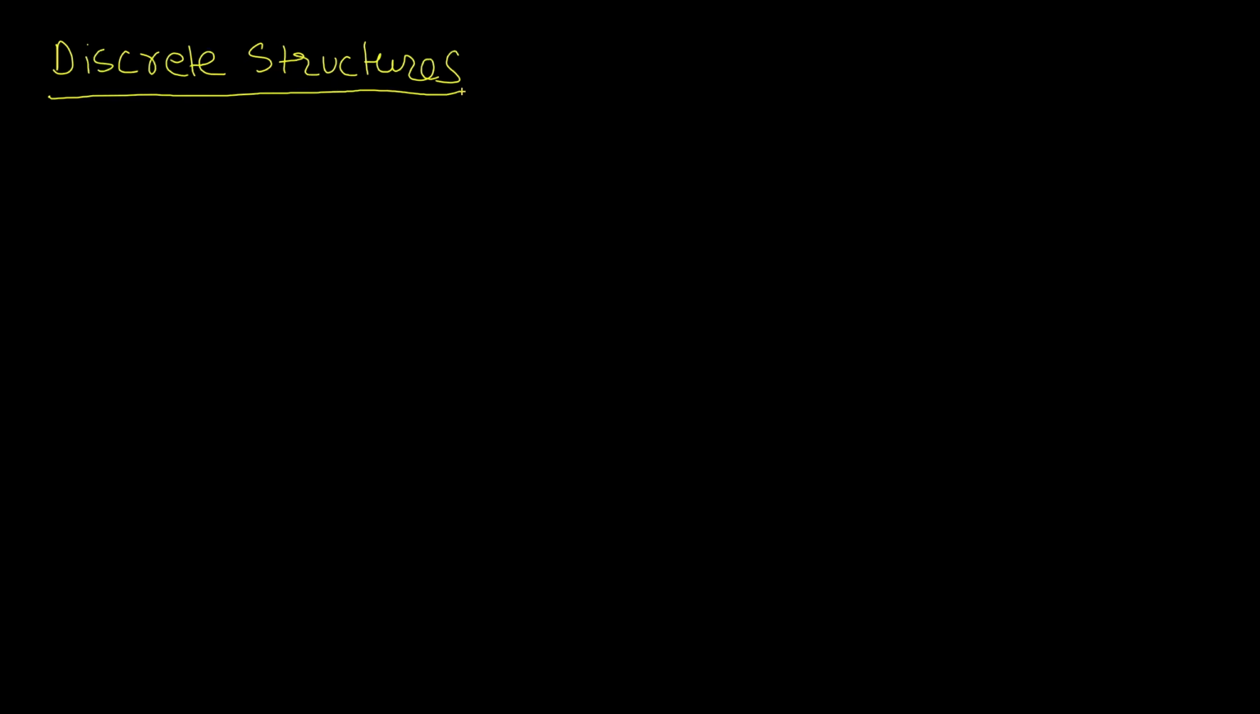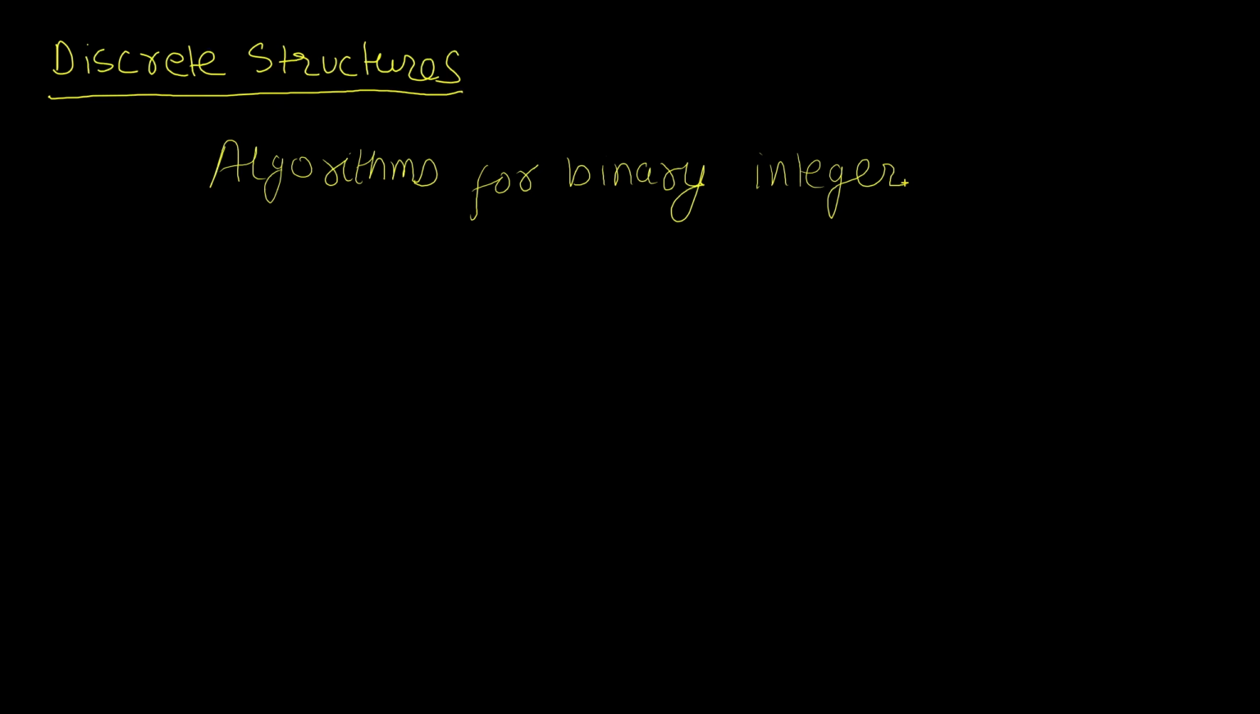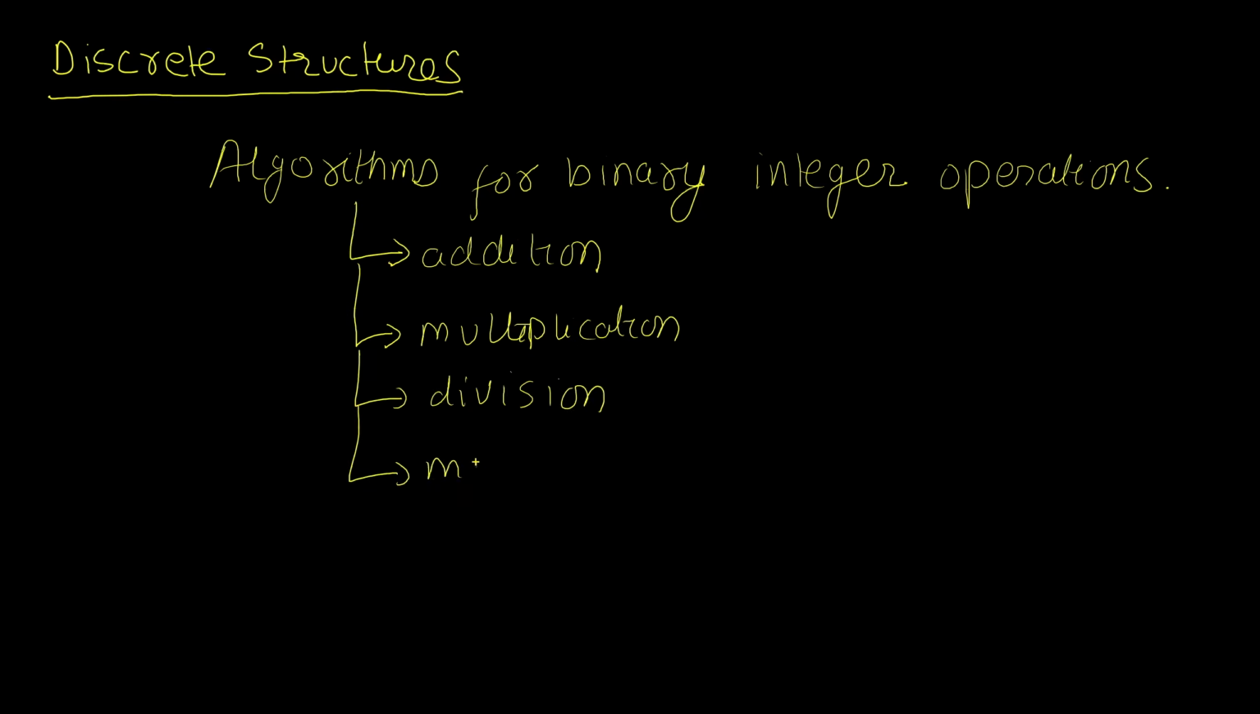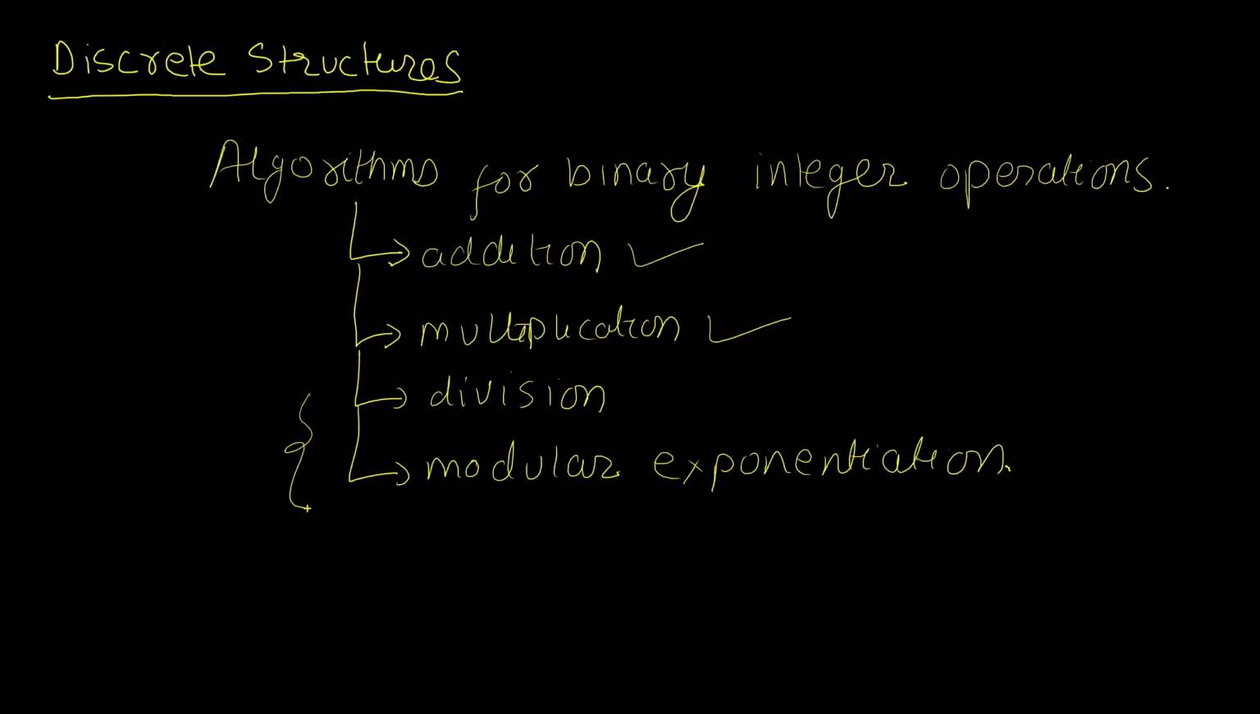Okay, so welcome to the 15th video in the discrete structures series, and this video is going to be about the algorithms for binary integer operations. It will focus on representing integers in their binary formats and defining various operations on them. The operations are addition, multiplication, division, and modular exponentiation. In this video, we'll be looking into the concepts of addition and multiplication, and we will be looking into the other concepts in the upcoming video.